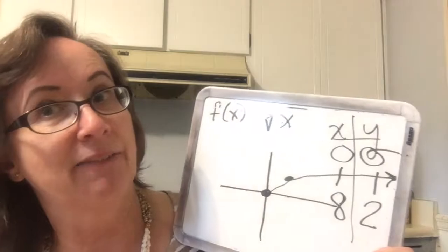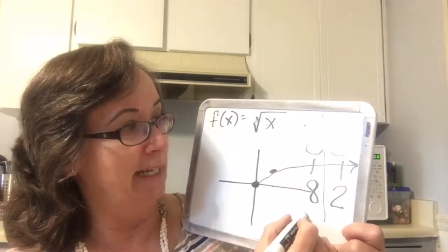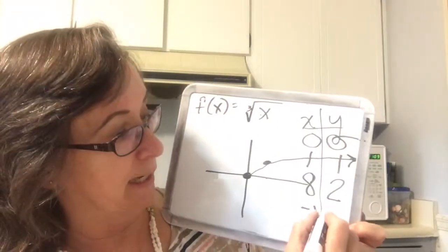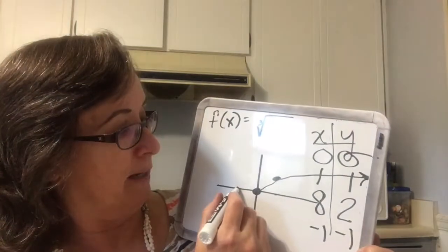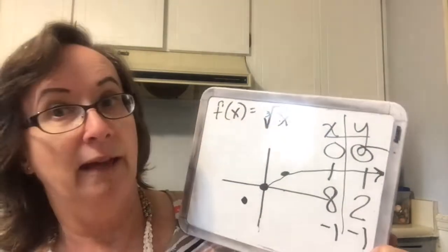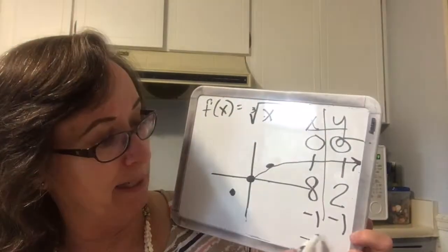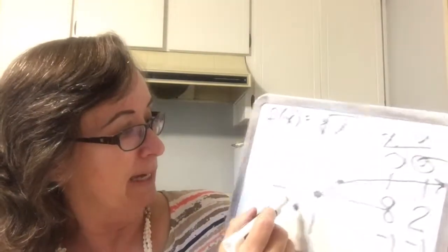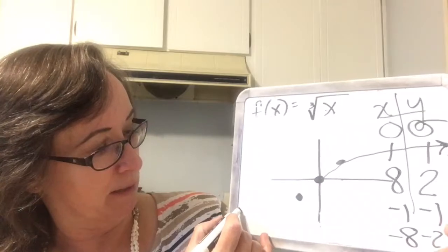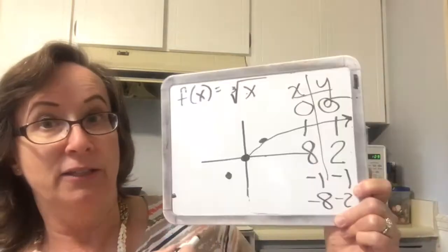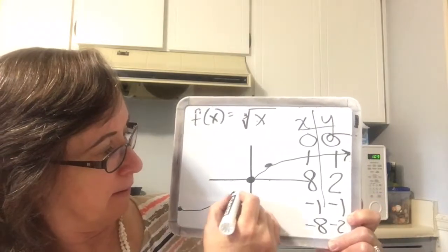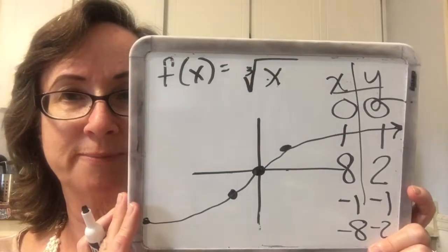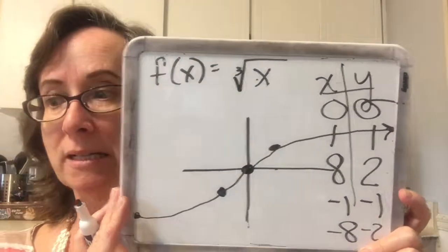And then I have to think about the negative. So if I plug in a negative 1, then negative 1 times negative 1 times negative 1 does give me negative 1, and I'll get a negative 1 out. So negative 1, negative 1. And mirroring this one would be negative 8, negative 2. So if I plug in a negative 8, I get out a negative 2. And negative 8 is way over here, but we're just going to cheat a little bit and make it right there. So this graph is a cubic root function. Your parent cubic root.